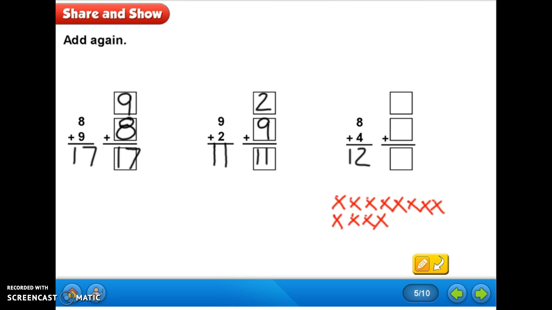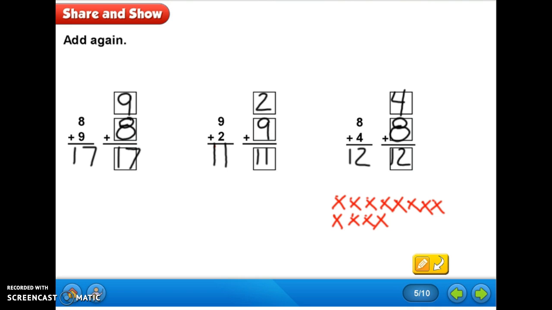Now I'm going to change the order of the addends. So my 4 will go up top, and my 8 will go underneath. I don't need to count or draw a picture because I already know 8 plus 4 equals 12. So that means if all I did was change the order of my addends, 4 plus 8 equals 12.